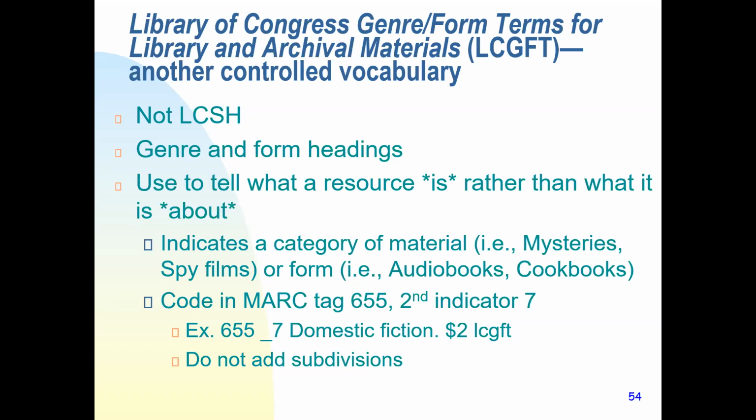It would be in the 655 in the bibliographic record with the second indicator 7. So you would put domestic fiction in the subfield A, and then subfield 2 gives the code LCGFT to tell what the source it came from. And one thing that's important to remember is that these genre terms cannot be subdivided. You cannot add any kind of subdivisions to the end of them.